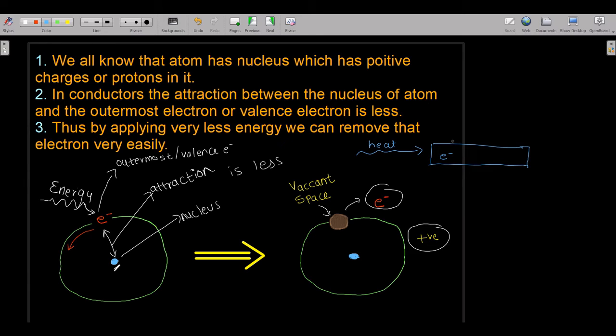Just consider that this is a conductor, and this conductor has only one atom. By applying heat or some energy, this electron becomes loose from this particular atom, and now it can move. Consider that this is point A and point B. These electrons can move from point A to point B, or we can say that heat is getting transferred from point A to point B. Are you understanding? That means the electron is serving as the medium to transfer heat or electricity in conductors.